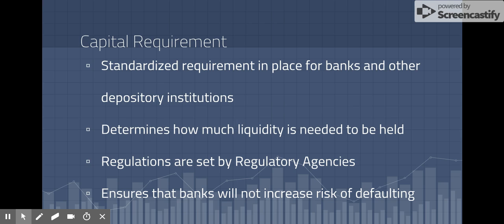The last component that we will go over today is the capital requirement. This is a standardized requirement in place for banks and other depository institutions. It determines how much liquidity is needed to be held. Regulations are set by regulatory agencies, and it ensures that banks will not increase the risk of defaulting.